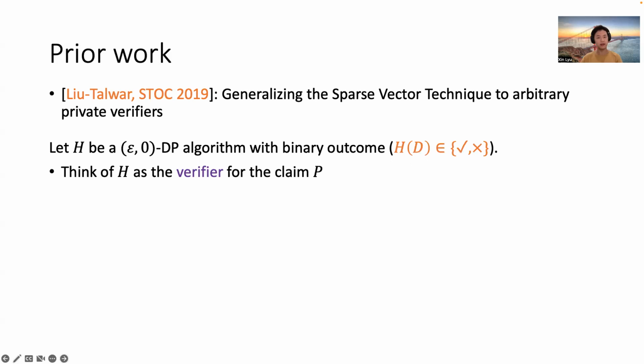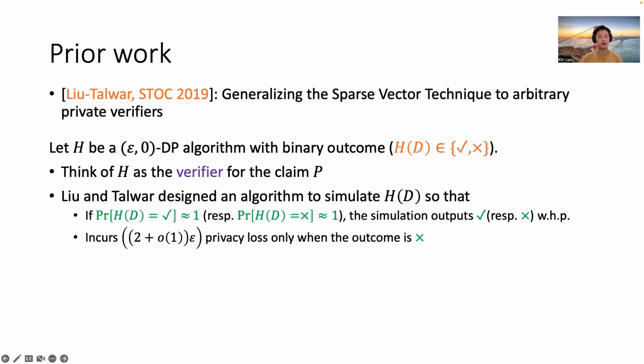Given such a private verifier, Liu and Tower designed an algorithm to simulate H of D that satisfies two properties. First, their simulation is useful, meaning that if H of my data set outputs accept or reject with probability very close to 1, then my data set is extremely satisfying or extremely unsatisfying. Since the outcome is essentially determined, the simulation needs to also output accept or reject with high probability in order to be useful, or faithful. So this is a utility requirement.